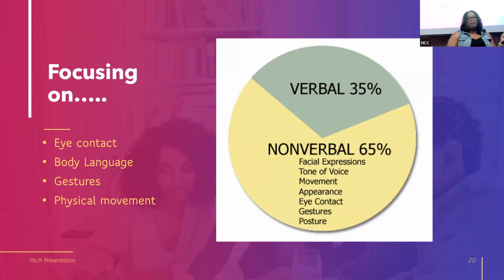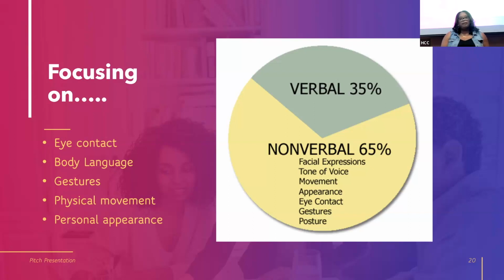Next is physical movement. Decide if you're going to use the space where you're presenting. If you want to, make sure you're not pacing back and forth, back and forth. Imagine if I decided to talk for the next 15 minutes just like this, back and forth, pacing. It becomes a little awkward. Why is she pacing, right? So be mindful of your physical movement. Again, you want it to be natural.